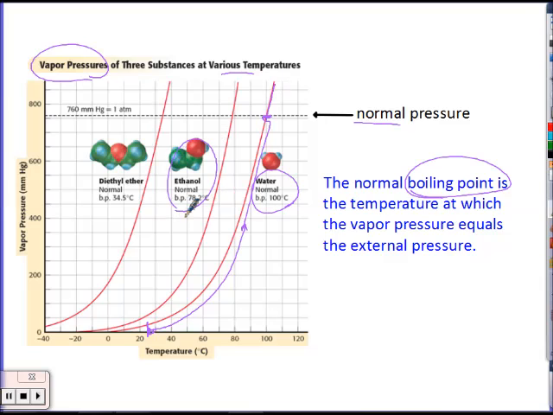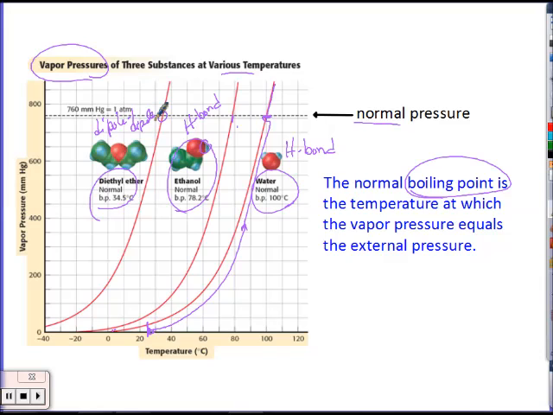Ethanol has a lower vapor pressure and a lower boiling point. Ether has an even lower vapor pressure and lower boiling point. Intermolecular forces: water has hydrogen bonding, so they're holding on together pretty tightly. Ethanol is also going to have some hydrogen bonding, but ether only has dipole.